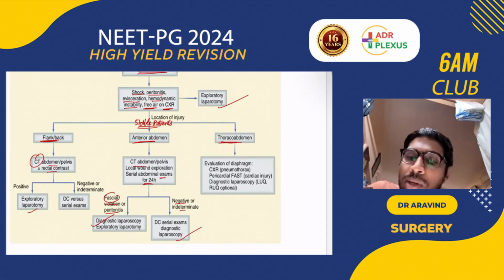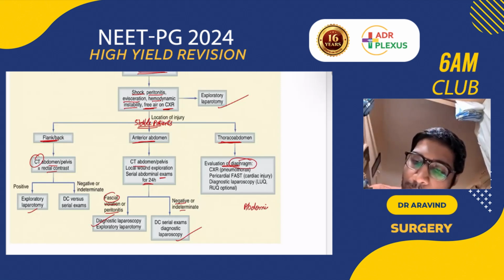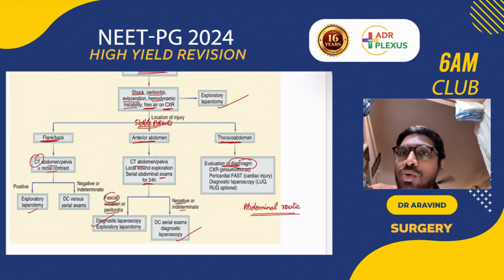Thoracoabdomen means at the site of the diaphragm, so always you have to do evaluation of the diaphragm. If diaphragmatic injury is there, how will you repair, intra-abdominally or through the thoracic route? Diaphragmatic injury, always operate through the abdominal route only. Okay, never through the thoracic route.